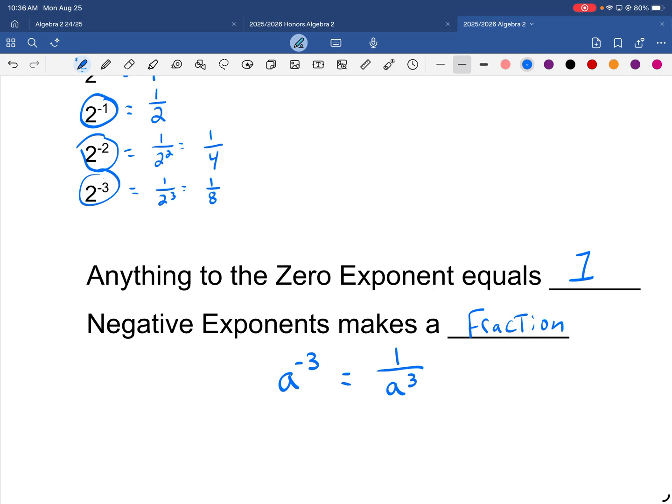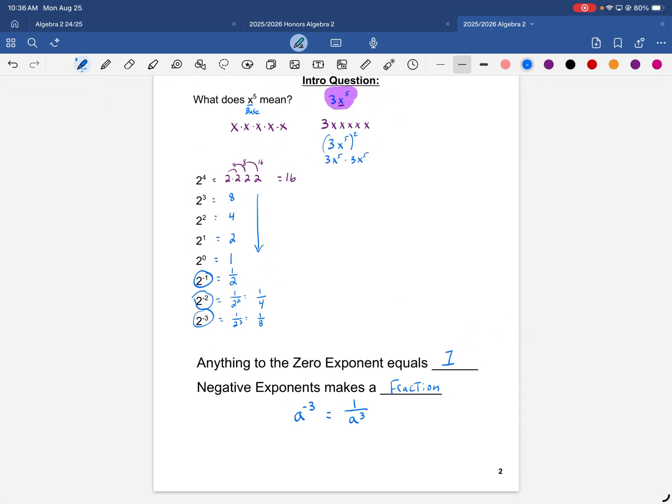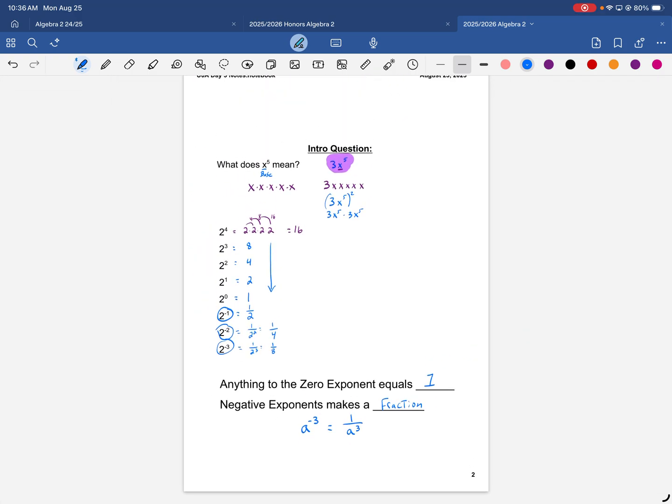It becomes a fraction, and the exponent becomes positive. Those things are equivalent to each other. That's what we call the negative exponent rule. Okay, we'll talk about it in a minute. So far, so good?